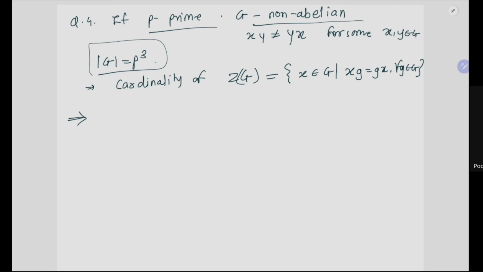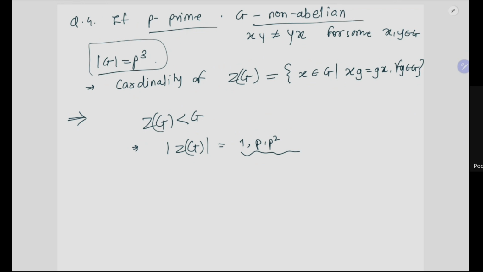Actually, the center of a group is a subgroup of the group, so its order is a divisor of P cube. So Z(G) is a subgroup of G, and in our case it is proper. So the possible cardinality will be P or P square. Why not 1? Okay, P cube it's not. In general, for any subgroup we have these three things, but in our case G is not abelian, so it is gone. So we have these three options.